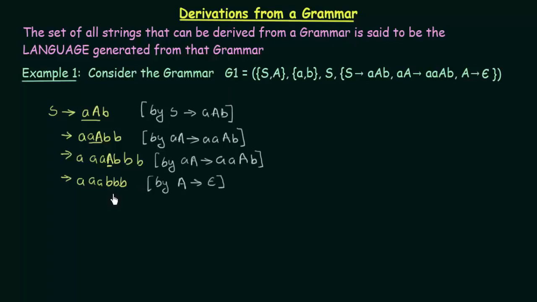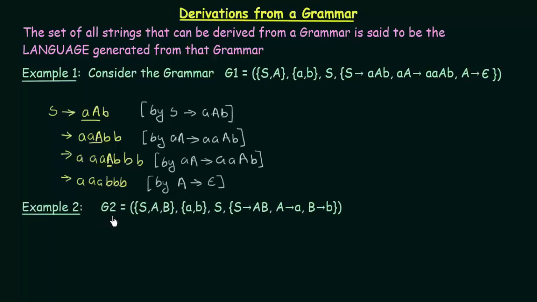Similarly you can derive other strings from this grammar, and the set of all the strings that can be derived from this grammar G1 will be known as the language generated from this grammar. Okay, now let's see another example.